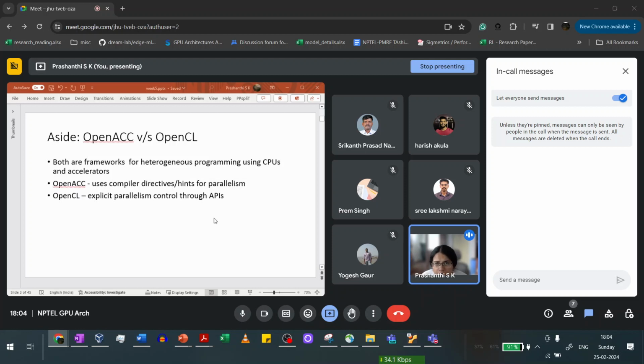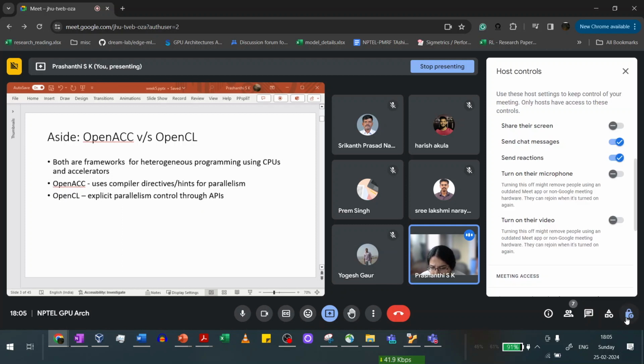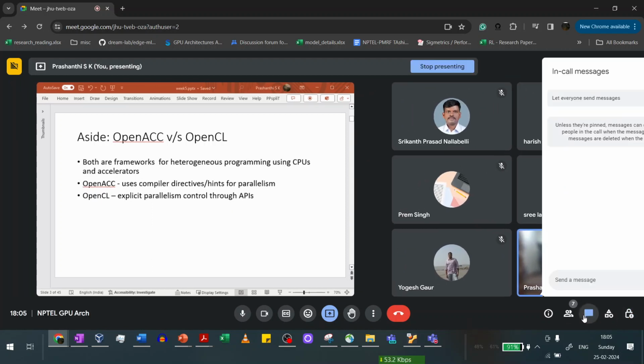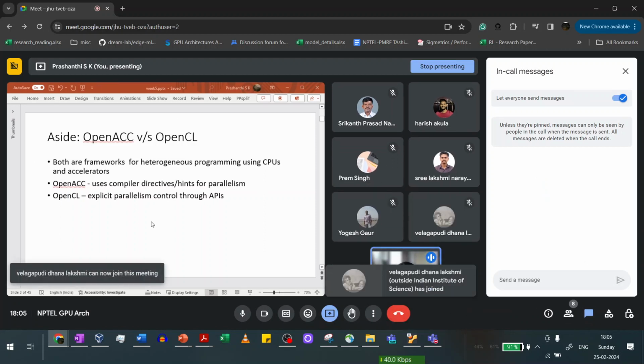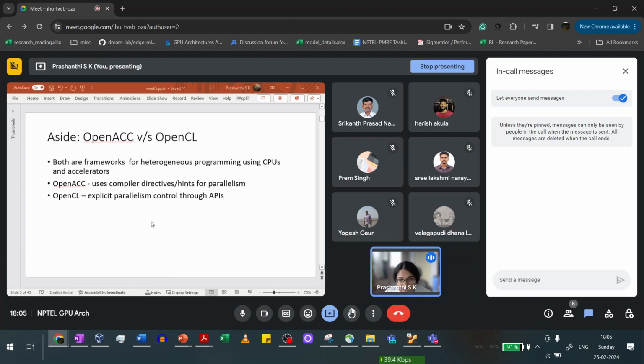One question I got was: what is the difference between OpenACC and OpenCL? If you've never heard of OpenCL at this point, it's fine. We were talking about CUDA and alternatives to CUDA in one of the lectures, and that's where OpenCL came up. There's dedicated content for OpenCL in week 11 or 12, so you can wait until then. In general, both are frameworks for heterogeneous programming, meaning you can have CPUs and GPUs, and some may also support other custom accelerators.